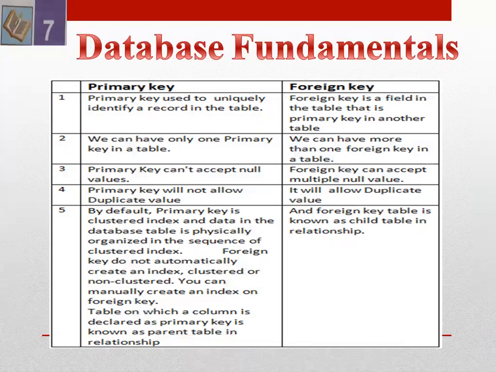Primary key will not allow duplicate values. Foreign key will allow duplicate value. By default, primary key is clustered index and data in the database table is physically organized in the sequence of clustered index. Foreign key do not automatically create an index, clustered or non-clustered. You can manually create an index on foreign key. Table on which a column is declared as primary key is known as parent table in relationship. And foreign key table is known as child table in relationship.